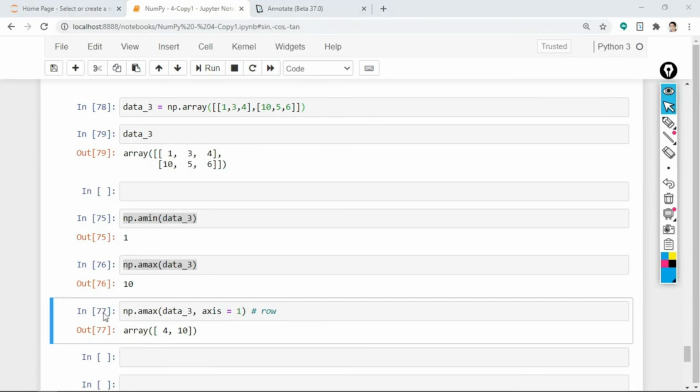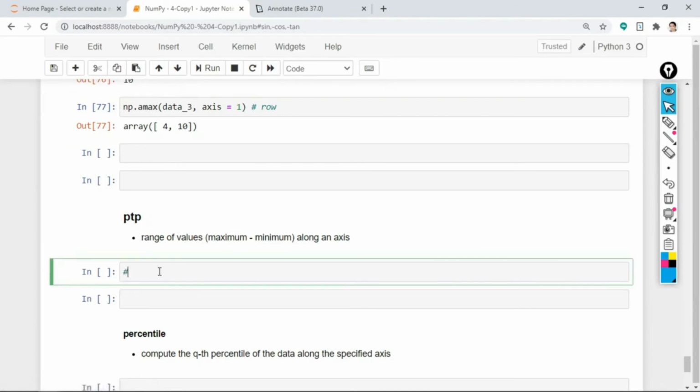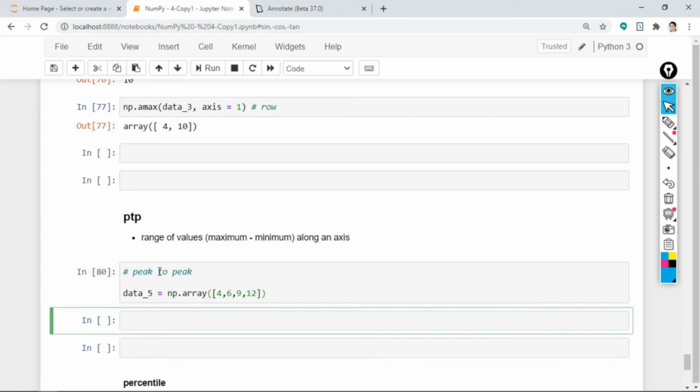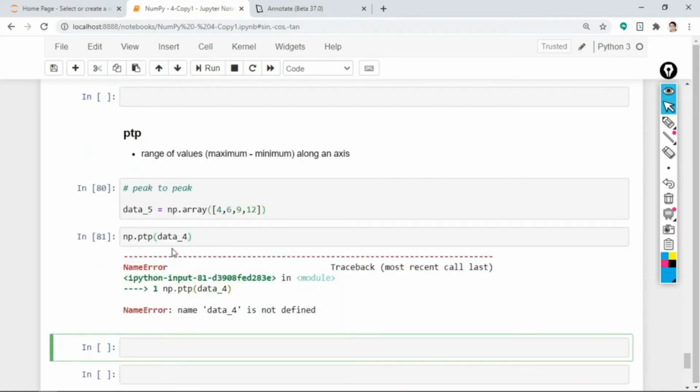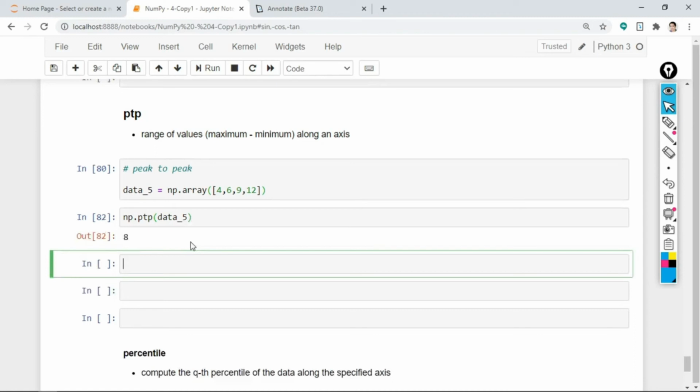We also have a function that denotes peak to peak. So this one is a peak to peak. Theoretically, this is a range, if you're familiar with the range in statistics. So data 5, for example, we have np.array of 4, 6, 9, and 12. Let's execute that. What will be the range for this one? Peak to peak is just equivalent to a range. So the range here is 8.